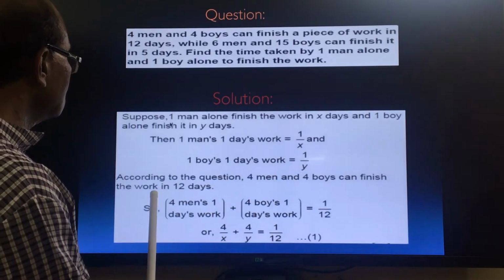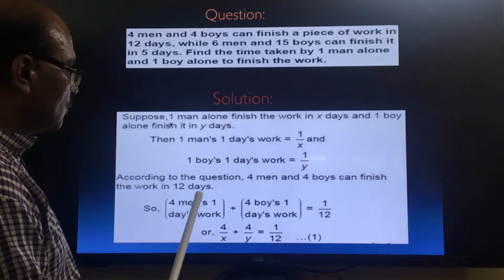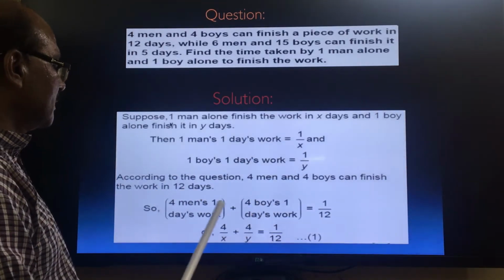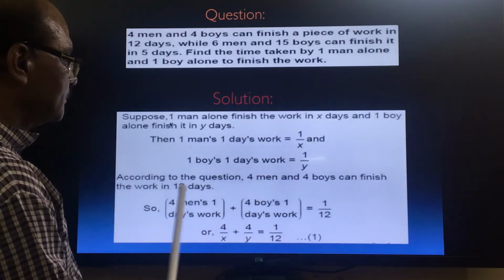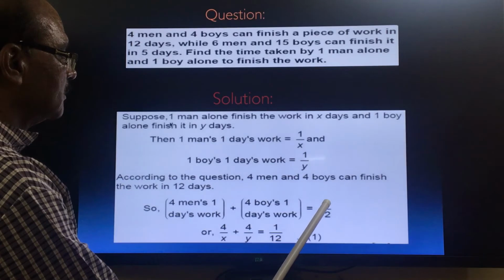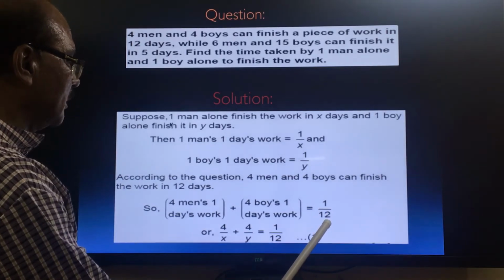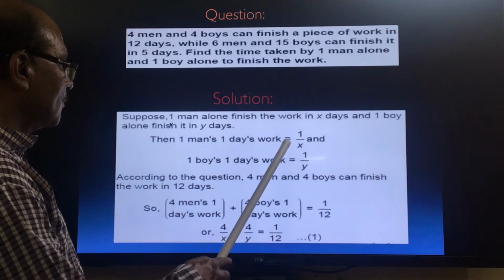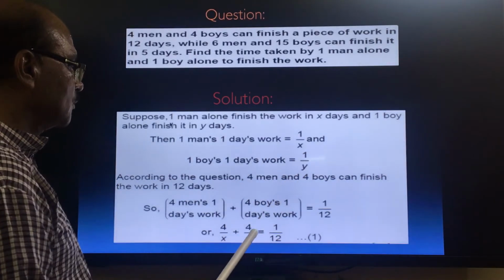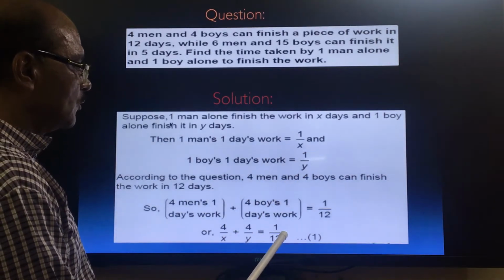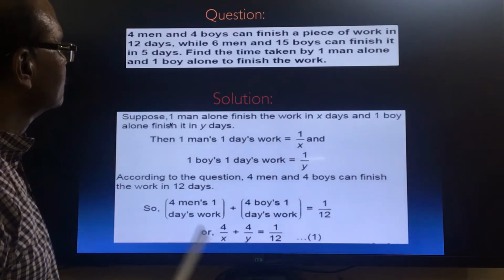And these are finishing in 12 days. So 4 men and 4 boys can finish the work in less time, so we will divide. So 1 work divided by 12. So we will get 4 into 1 upon X plus 4 into 1 upon Y is equal to 1 upon 12. This is your first equation.